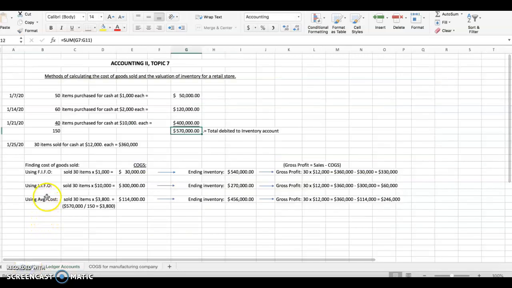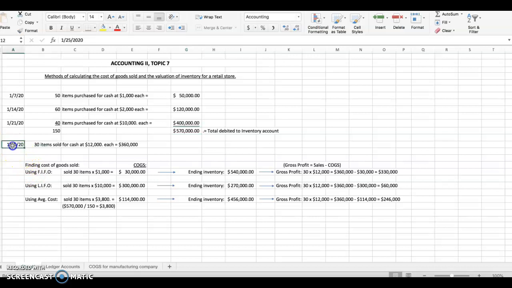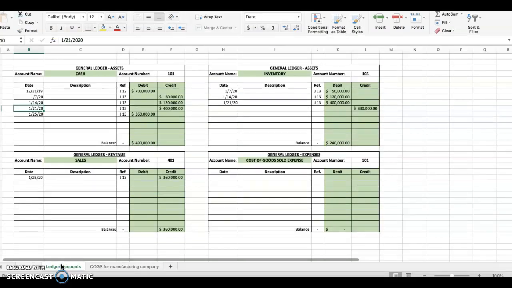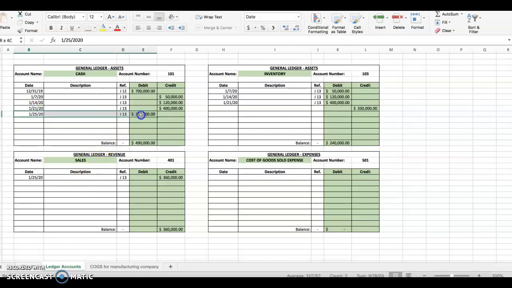One more item for our demonstration here. On the 25th of the month, we sold 30 of the items at $12,000 each. I'm not sure what these items are, but they're apparently pretty valuable. 30 items sold, $12,000 each. Multiply that out. We sold them for cash, and we received $360,000. So that also is shown in the ledger. On the 25th of the month, we debited cash because we received $360,000, and we see a credit to sales. And that would have been put, first of all, into the journal and now posted to the ledger.